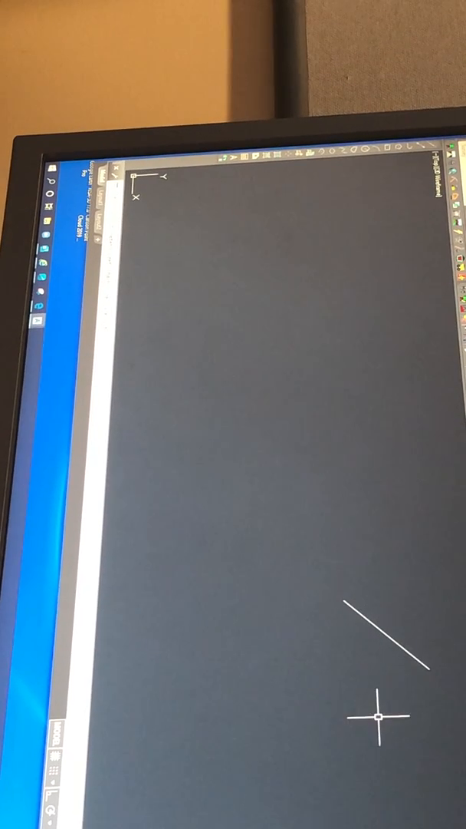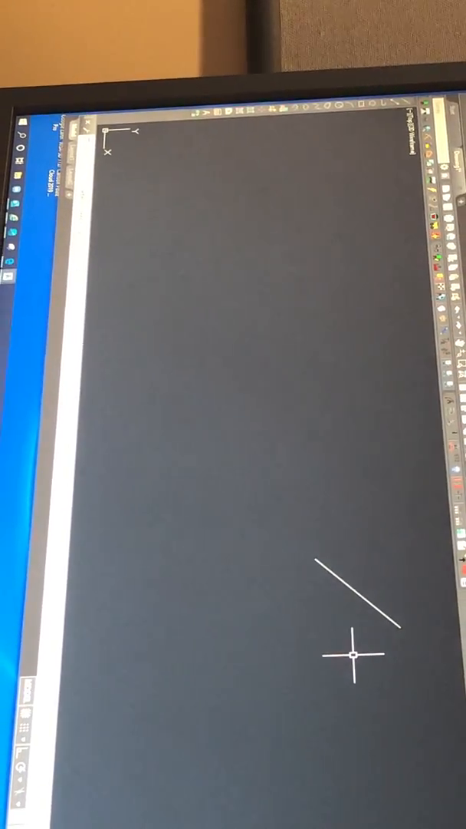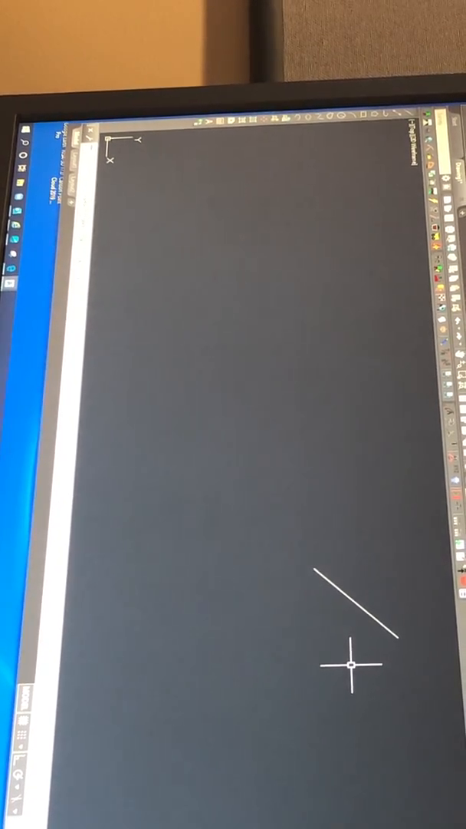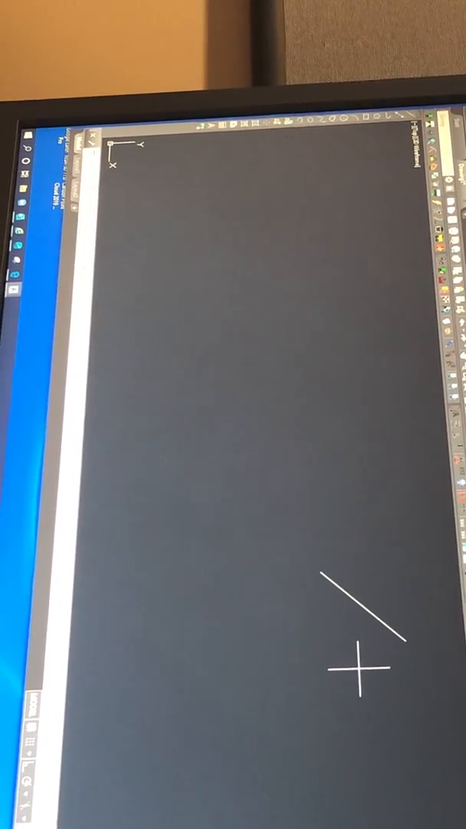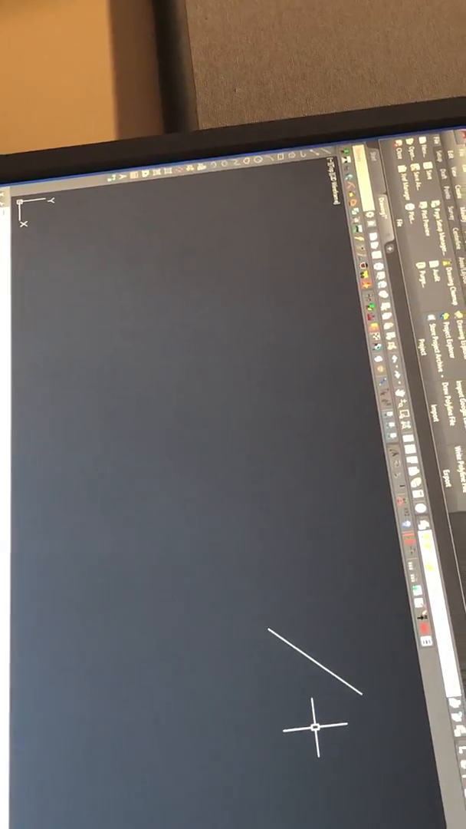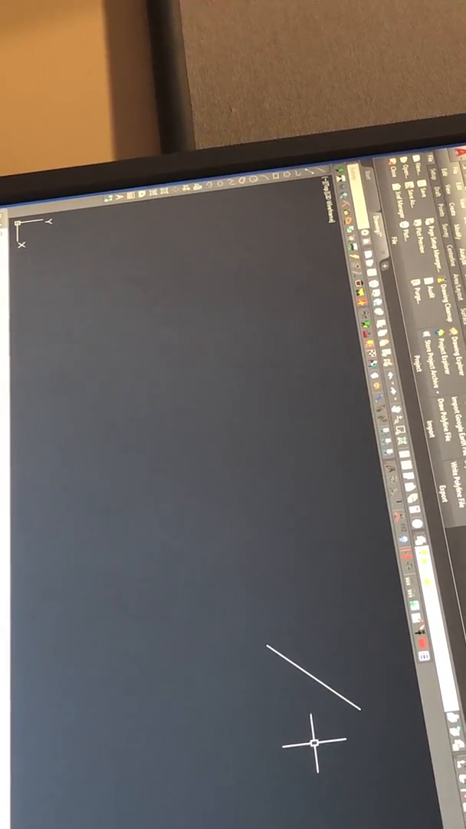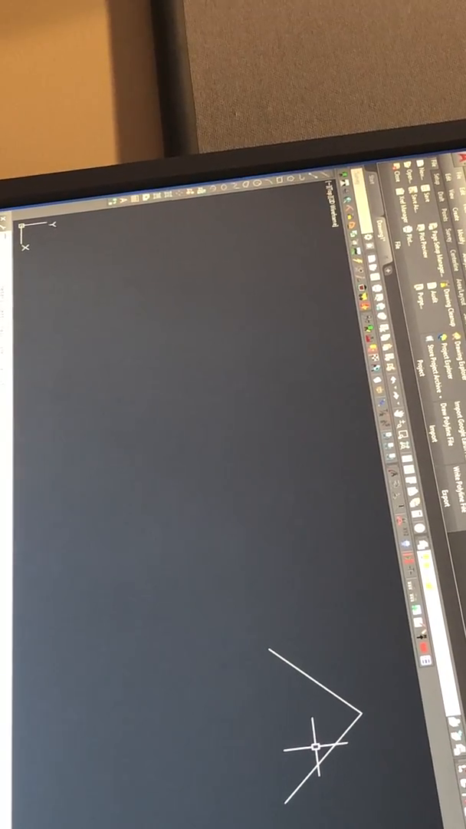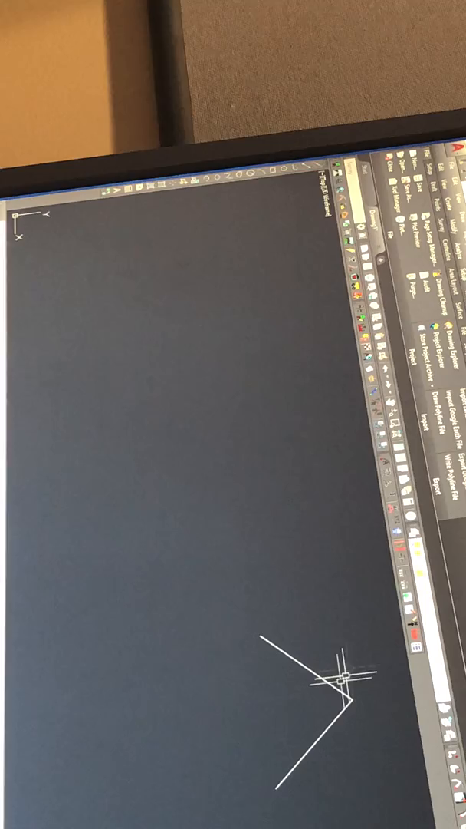Now it's asking for the next distance. So 500. Enter. Angle. And see how it's got the little carets around it, angle, right? So you just hit that again. Now my quadrant is going to be southeast, 2. Enter. 45. Boom.